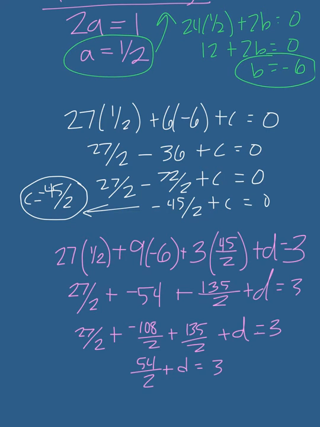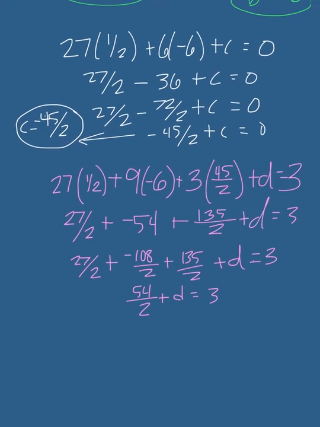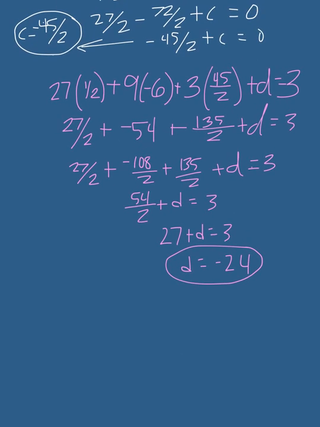Thankfully, 54 over 2 is something nice, which is 27. So 27 plus d equals 3, so d equals negative 24. So I just found a, b, c, and d. It was kind of horrendous.